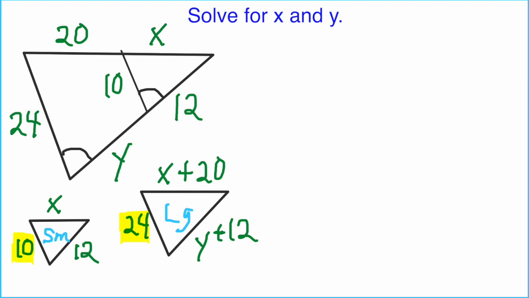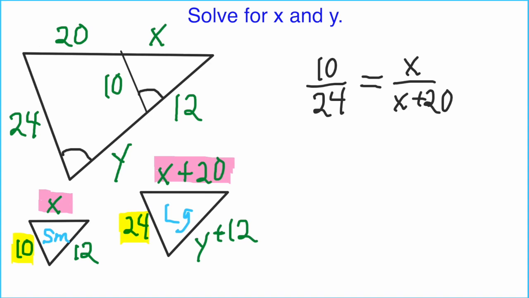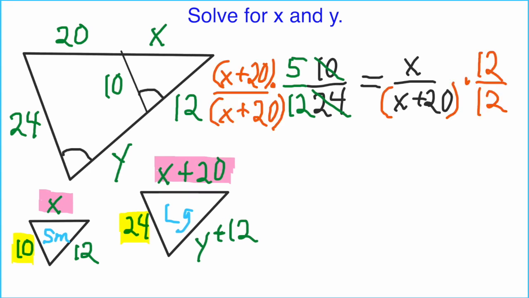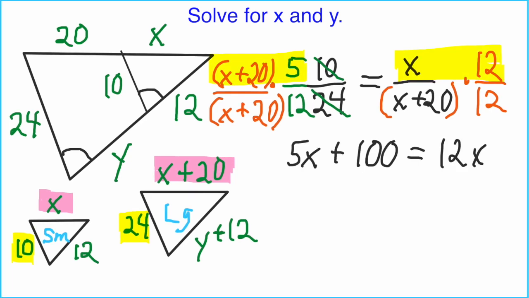So we'll do some markings, and we're going to solve for x first. So 10 over 24 equals x over x plus 20. We've got to get the bottoms the same. And then there's so much going on, I went ahead and highlighted what's left. And there's our equation, and then we just solve that equation.